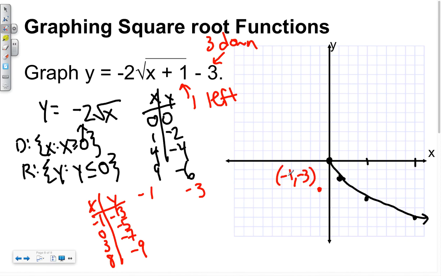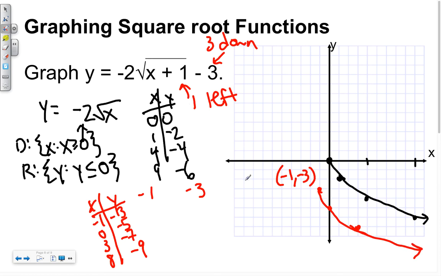And that's an important point because that's also going to give you your domain and range. You have 0, -5. 3, -7 down here. And 8, -9. Okay, so we're going to graph that in.